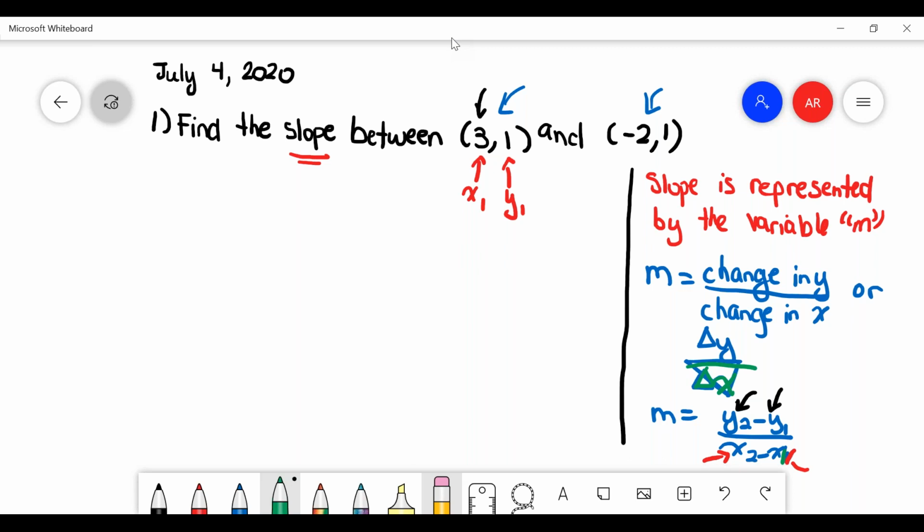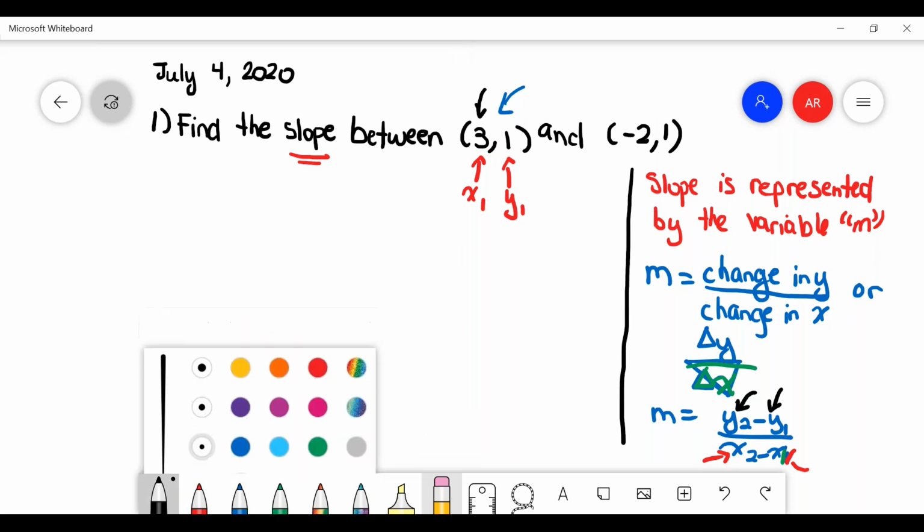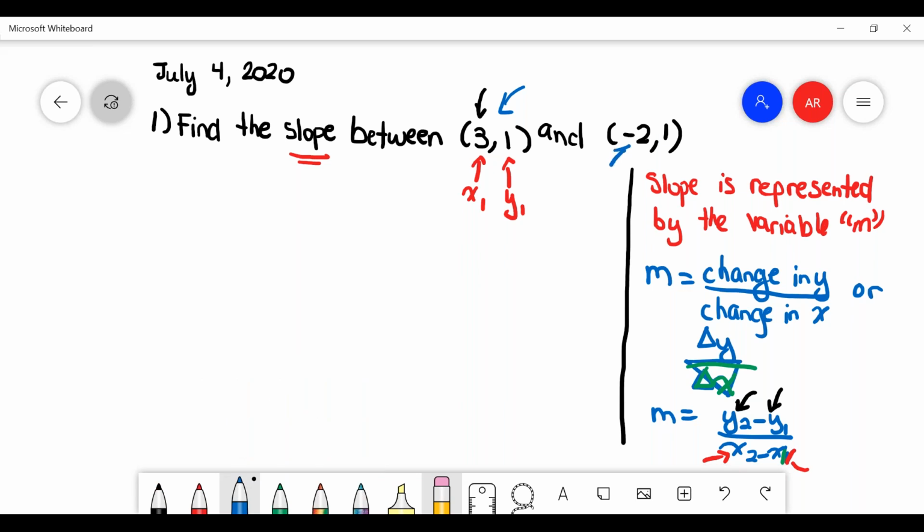Similarly, looking at the second point given in this question, which is negative 2, 1, we can also easily identify x2 and y2. Since negative 2 is the x value in this point, this is x2, as this is the second point presented. And positive 1 here, which is the y value, is y2, as this is the second y coordinate presented out of these 2 points.